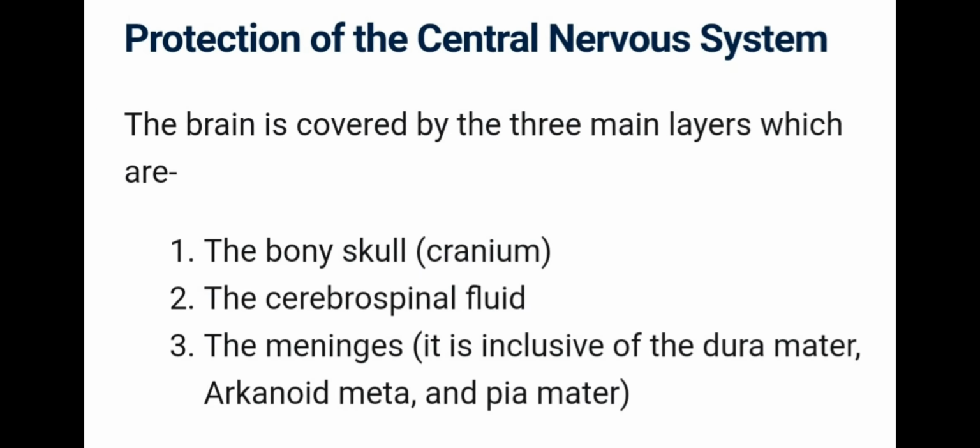Protection of the central nervous system. So we know that the central nervous system is a very important part for a body or any individual. So this should be protected. And the brain is covered by 3 main layers for protection. The first one is the bony skull. Bony skull is also called cranium.